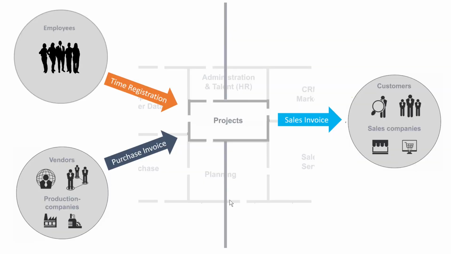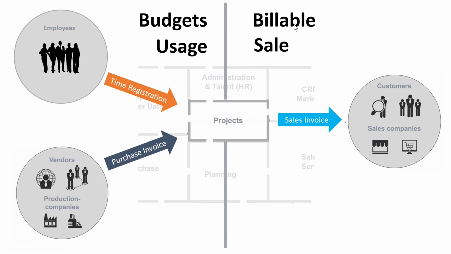So basically, we want to register some usage, for example, resources doing a time registration, and some cost from a purchase invoice perhaps. They go into our project module, and from there we want to create a sales invoice to our customers. So from a planning line perspective, we have budget, which may or may not be the same as our billable side, going to the customer. Our job ledger entries focus on usage entries and sales entries, which will be created when we post a sales invoice. Try and keep this division in mind when we look at the next slide.